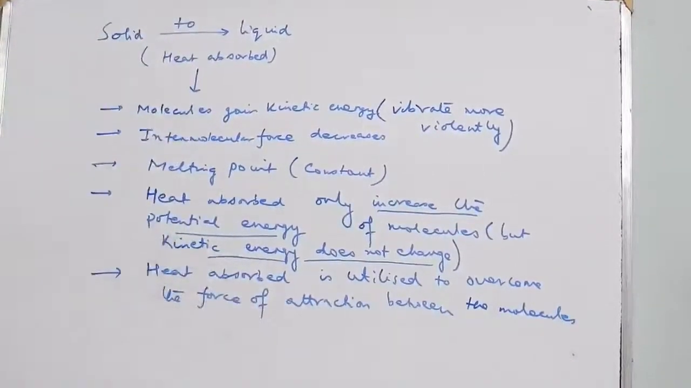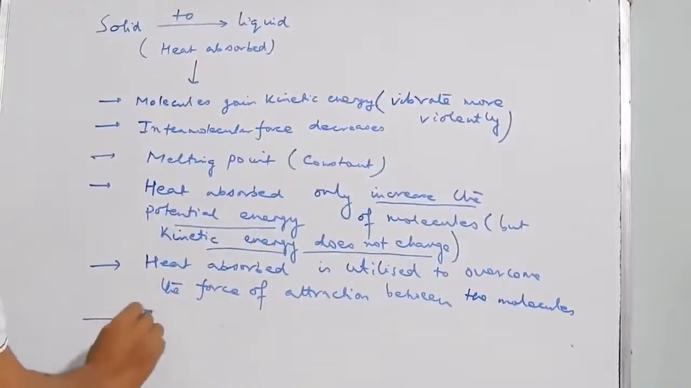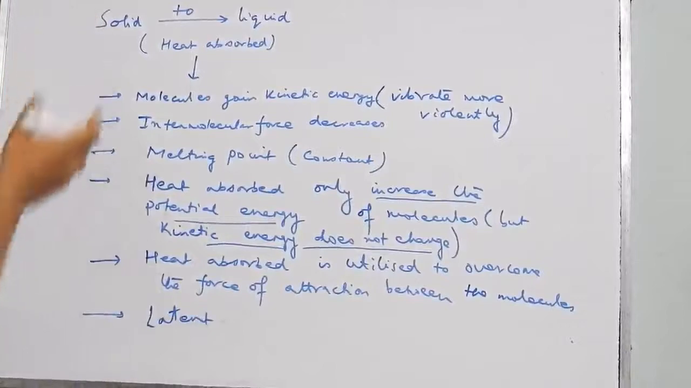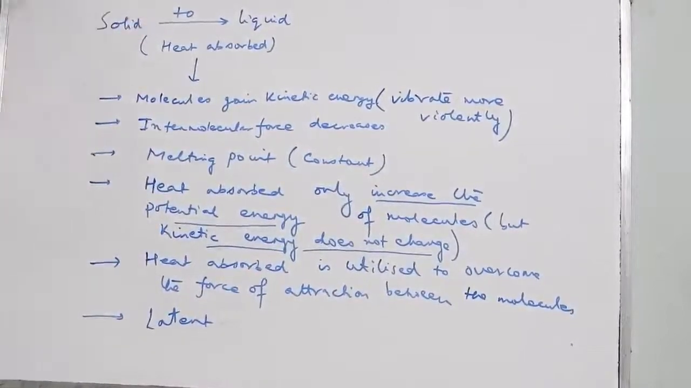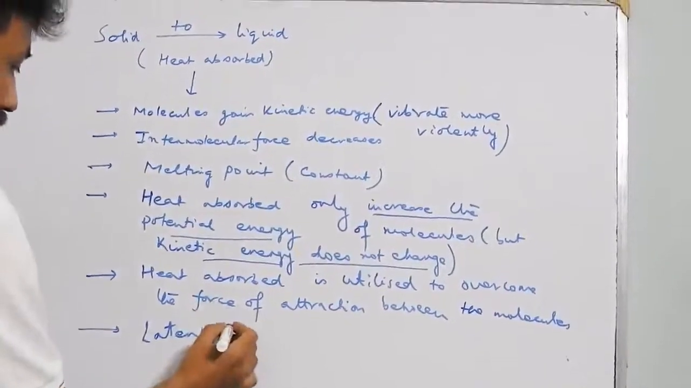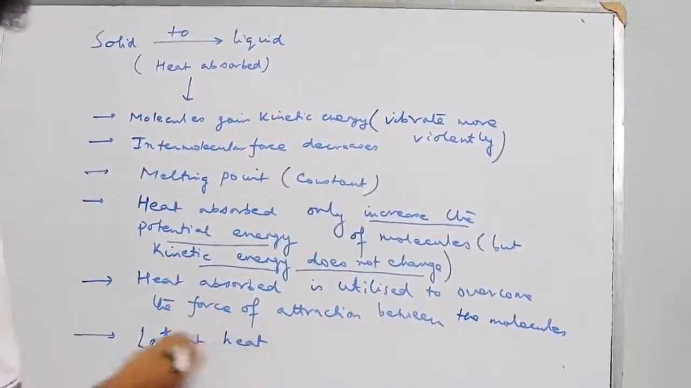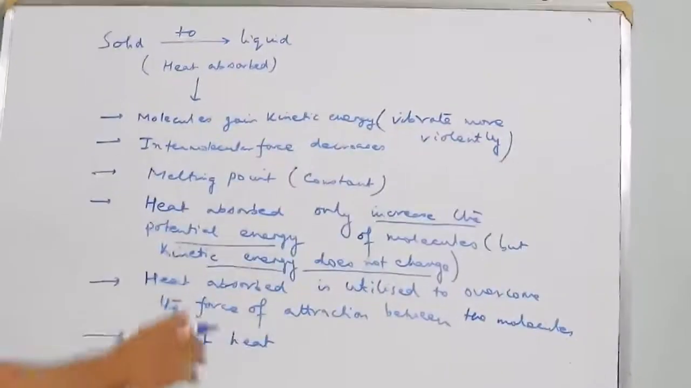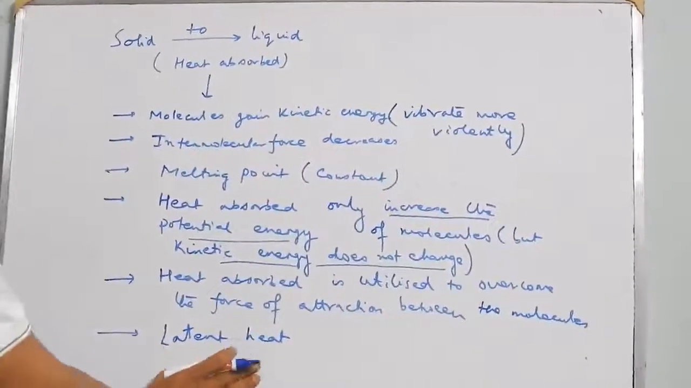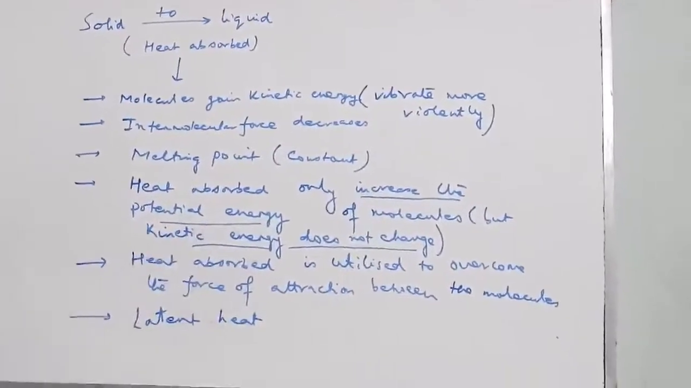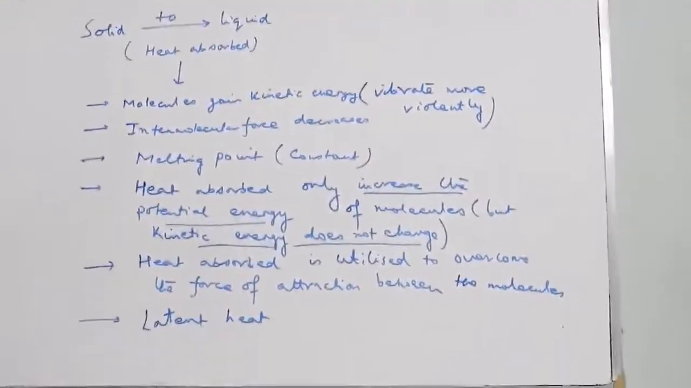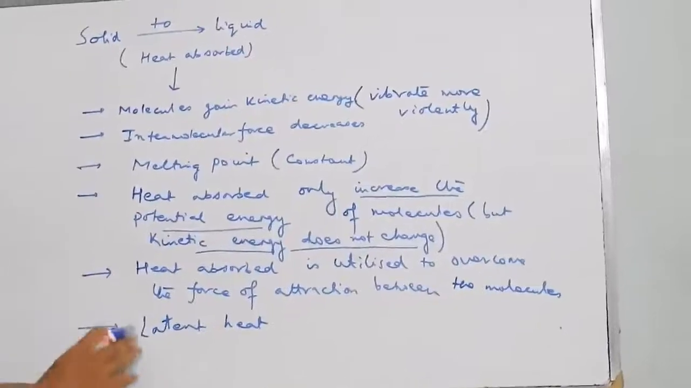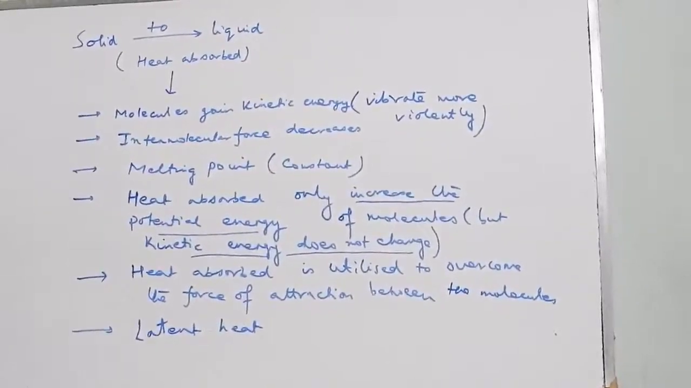This heat absorbed is also called latent heat. This heat absorbed during the transition from the solid to the liquid at the melting point is called the latent heat. Latent means hidden. So the heat does not show its presence by increasing the temperature. The heat is completely utilized to overcome the force of attraction only. It does not bring about any increase of temperature. It does not increase the kinetic energy of the molecules. That's why this heat is also called latent heat.